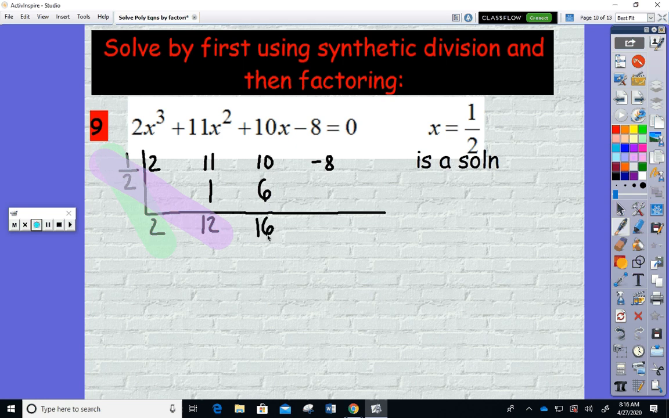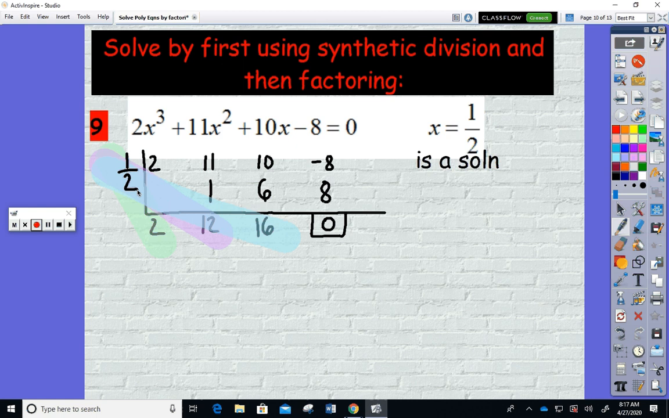Do your diagonal multiplication. Half of 16 is 8. When you add, you get your remainder of 0. I knew the remainder had to be 0 because I knew 1/2 is a solution.